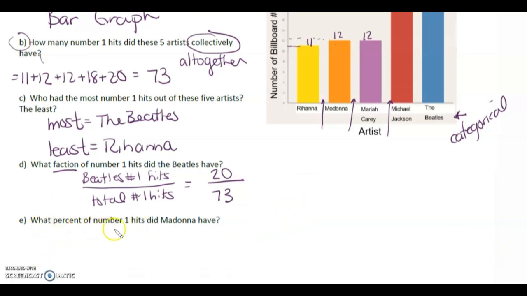Okay, and what percent of #1 hits did Madonna have? This time we're finding the percentage. So I'm going to start this as a fraction. Madonna had 12 out of 73. But what we want to do is put that into our calculator and divide it, just like we did in example 1. And we get 0.16. So she has 16%. That's how you read that.